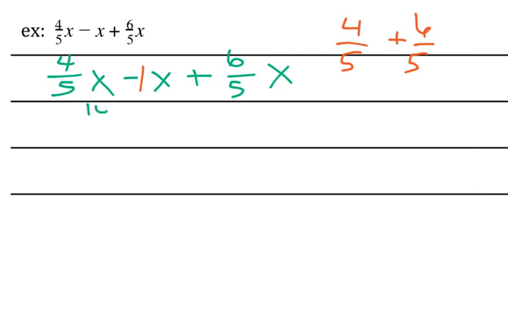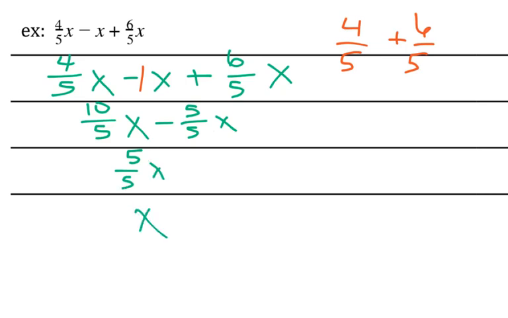Which gives me 10 over 5 x minus, what if I made this 5 over 5x? Would that save me time or make it more difficult? You might know where I'm heading with this. Let's write 5 over 5x. I've gotten a common denominator. So this says 10/5 x minus 5/5 x, which ends up being 5/5 x.